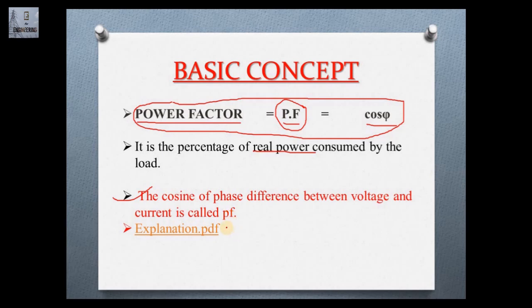So you have many questions in your mind. What is the phase difference? What are voltage and current leading and lagging? Okay, let's clear about that.